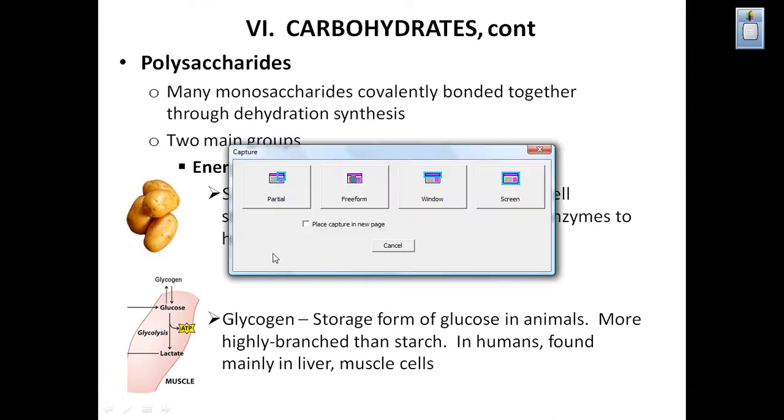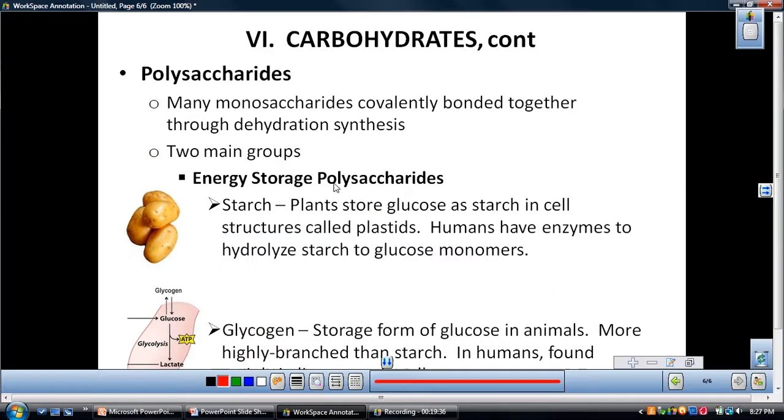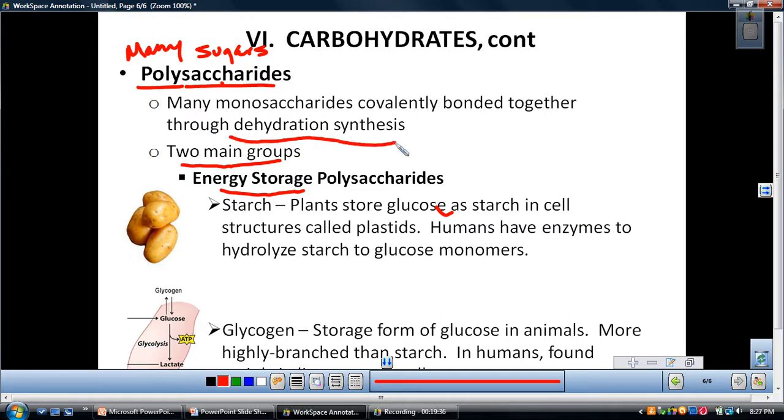Okay, the last thing we need to mention are our polysaccharides. So this is the last grouping. If you think of the prefix poly, poly means many. So if I have poly added on to saccharide, I get many sugars big. Now, we split these up into two main groups of polysaccharides. We have those that are energy storing ones, and on the next slide, we have those that serve a structural purpose. So we've got energy storage and structural as far as the groupings of those. And same thing as disaccharides, we're going to have dehydration synthesis join many monosaccharides covalently together. Okay, so let's take a look at the two that we have that are energy storing.